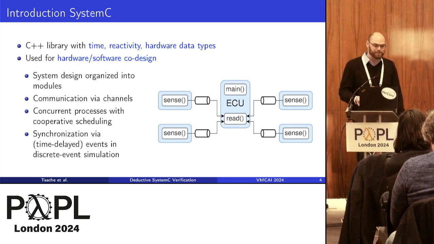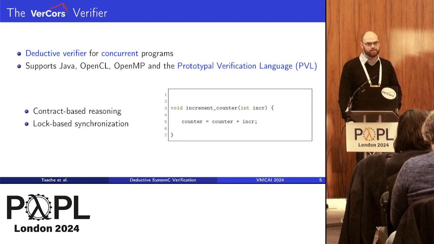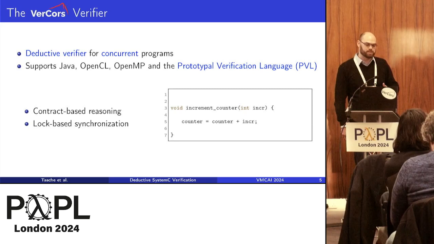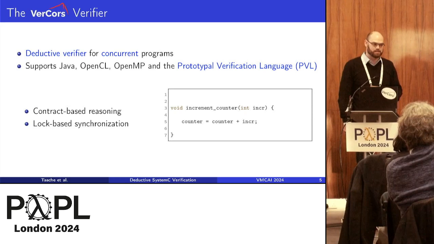Going on to VerCors. VerCors is a deductive verifier developed at the University of Twente. It specializes in verifying concurrent programs and supports a variety of input languages, of which we care about the Prototypal Verification Language PVL. You can see an example there in the bottom right. Its syntax is similar to Java, and it has some other inbuilt keywords for verification.